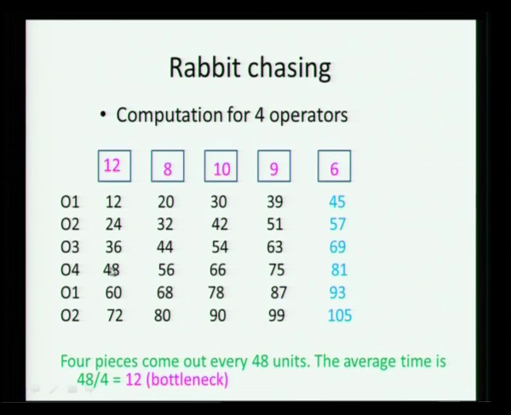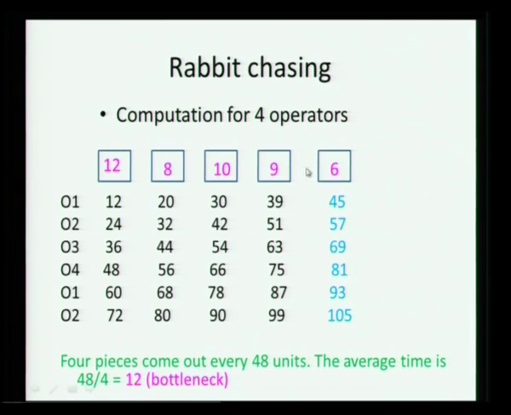The 4th operator starts the first one at time equal to 36, finishes at 48, by which time M2 is free. So, the 4th operator finishes at 56, by which time M3 is free, finishes at 66, again M4 is free. So, the 4th operator finishes at 66 plus 9, 75, by which time M5 is free. So, the 4th operator starts at 75 and finishes at 81.